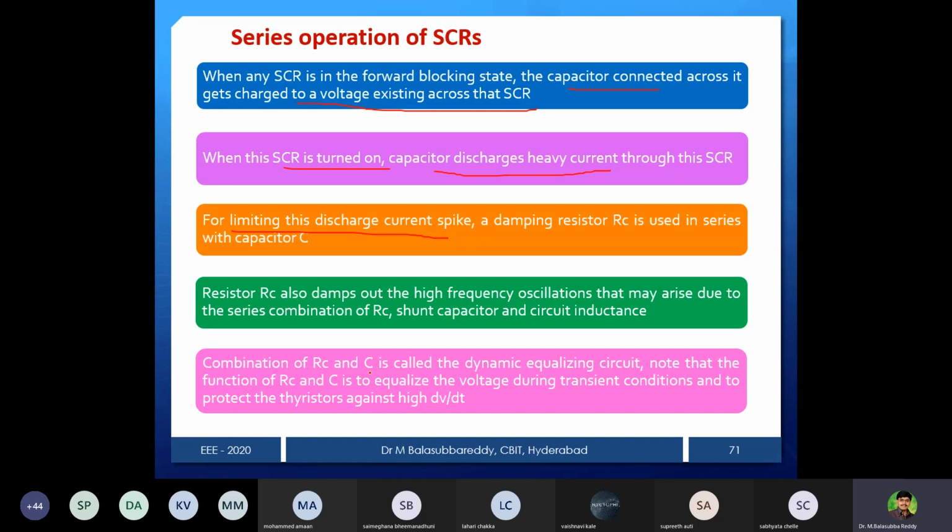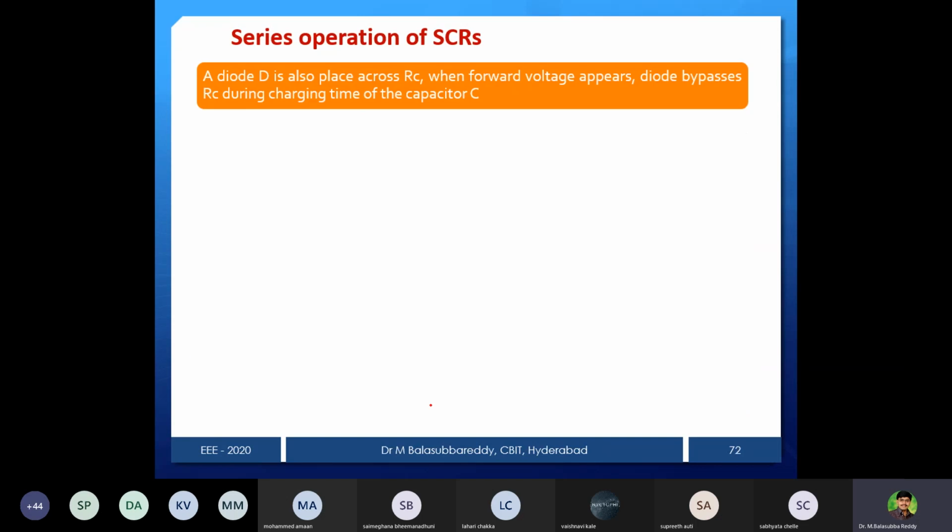The combination of RC and C is called a dynamic equalizing circuit. In a static equalizing circuit, only a resistor is connected in parallel with the SCR, and in a dynamic equalizing circuit we connect RC and C. That means one resistor and then another capacitor we need to connect. That is called dynamic.